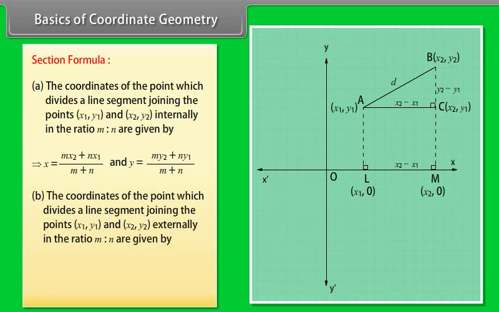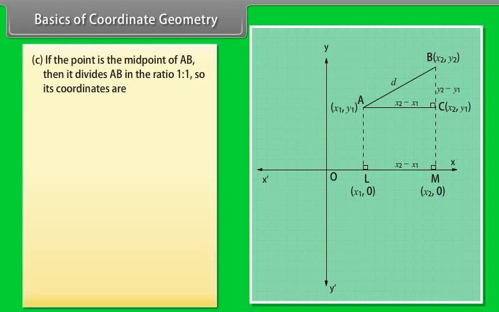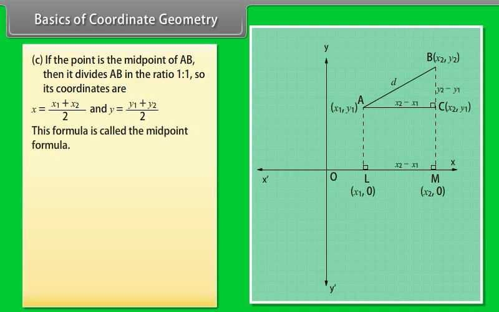the coordinates of the point which divides a line segment joining the points (x1, y1) and (x2, y2) externally in the ratio m:n are given by. If the point is the midpoint of AB, then it divides AB in the ratio 1:1, so its coordinates are x is equal to (x1 plus x2) by 2 and y is equal to (y1 plus y2) by 2. This formula is called the midpoint formula.